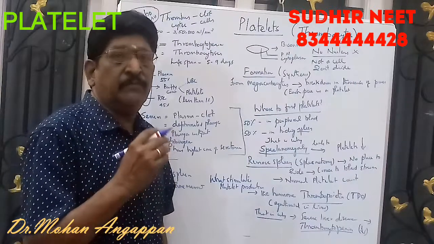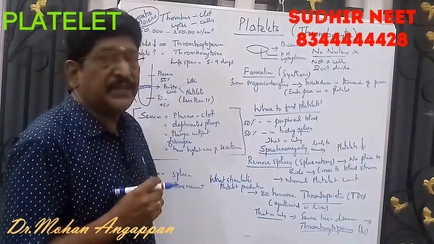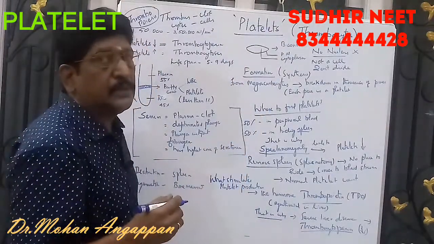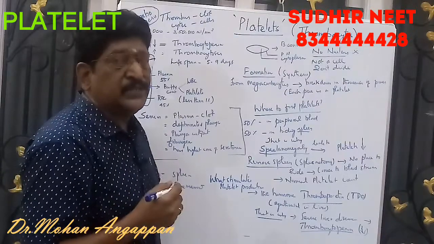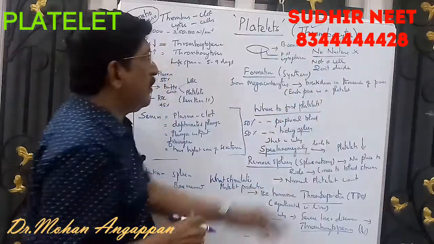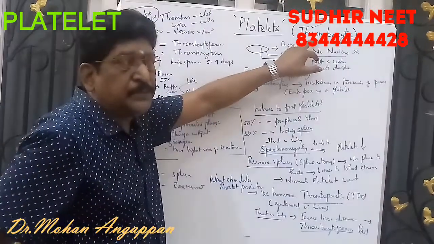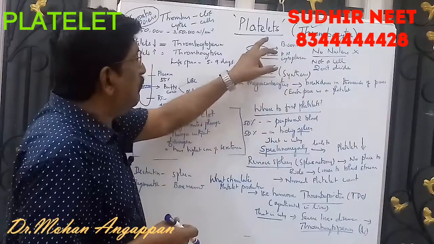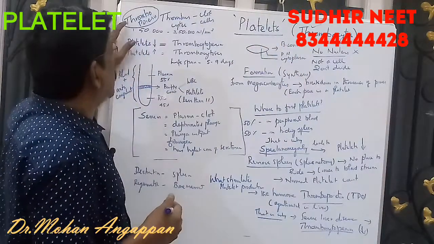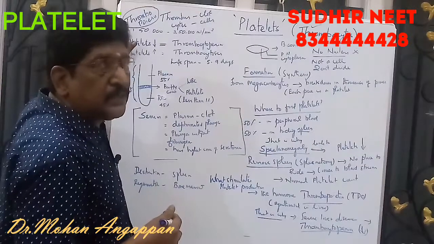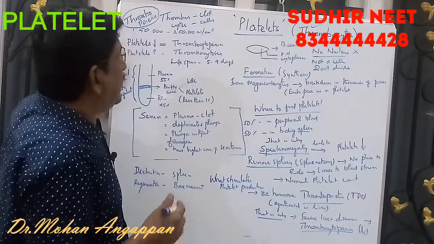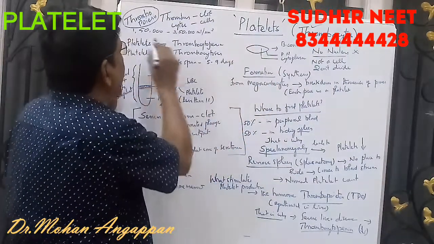Today, as a continuation of blood, let us take up the topic of the platelets, one of the corpuscles, otherwise called the thrombocytes. The formation of platelets or thrombocytes from bone marrow is called thrombopoiesis.